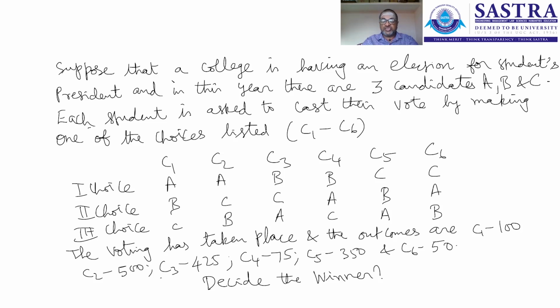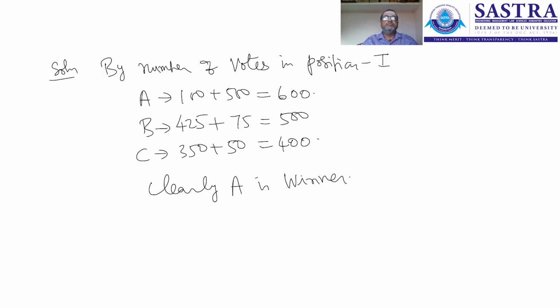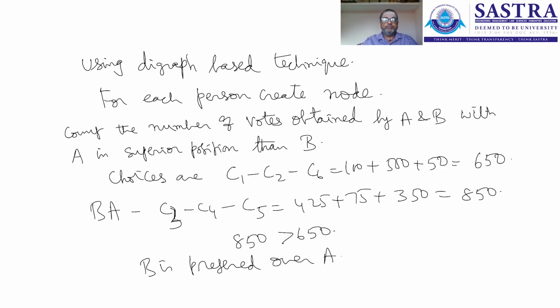C has got fewer votes, but when I use the technique of directed graphs, we could conclude that C has more influence than A and B, which we will see in the subsequent part. As I have already told you, when I count the votes for the first choice, A gets 600, B gets 500 and C gets 400, and therefore I can conclude that A is the winner. Now I use the digraph technique.